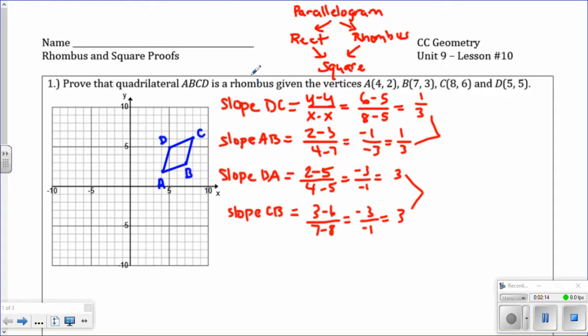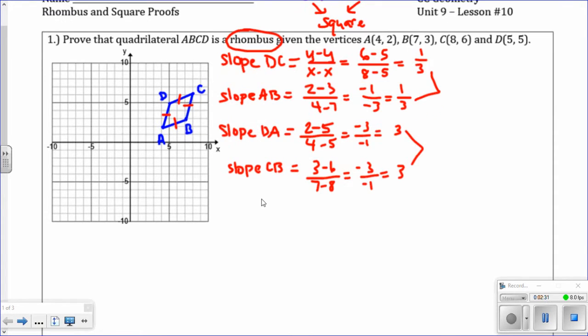Okay, this is about half the problem. Now we have to get more specific and think, well, what do we know about a rhombus specifically? Like, why isn't this just a parallelogram? What makes it specifically a rhombus? And the one thing that sticks out about a rhombus is that all 4 sides are congruent. So that means they have the same length, which means we can use the distance formula and show that the length of the sides are the same.